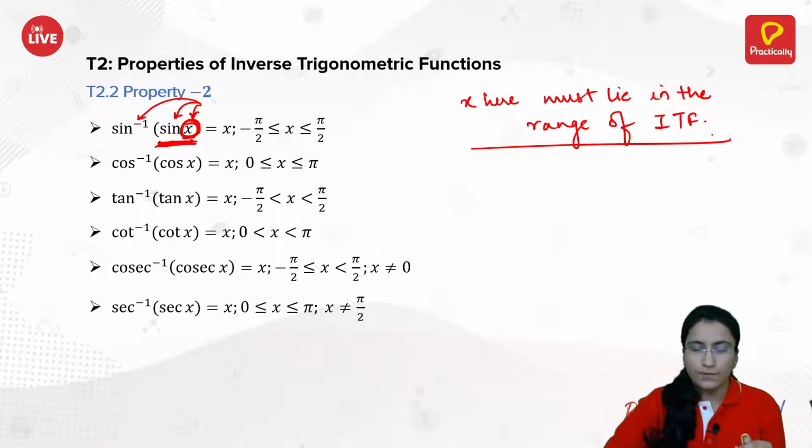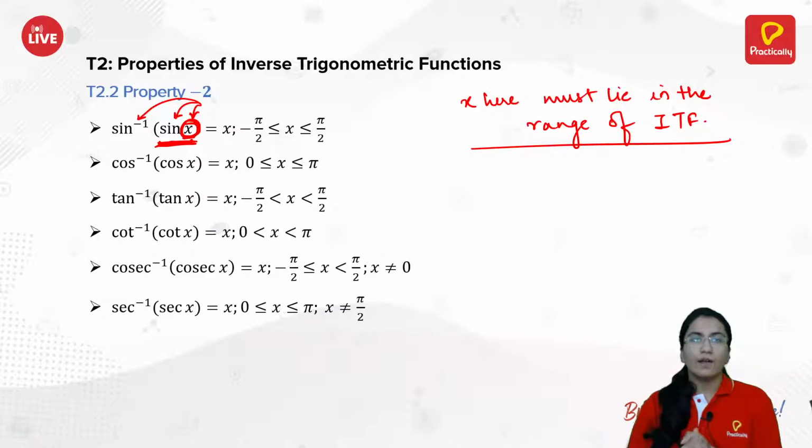For the first one, sine inverse of sine x: for the value of sine inverse sine x to be the same as x, the x value must lie in the range of sine inverse x, and the range of sine inverse x is minus pi by 2 to pi by 2, which we have already discussed. So the value of x here is from minus pi by 2 to plus pi by 2.